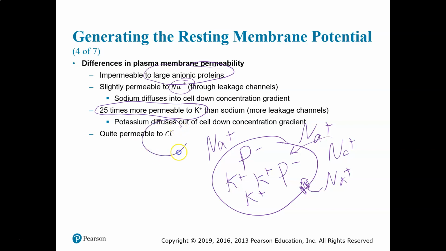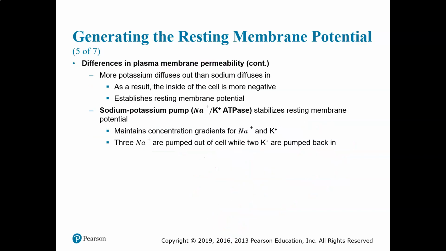The cell is quite permeable to chloride ions, so any potassium that goes out, that's a positive charge going out, the chloride ions can go out too and kind of balance that. Chloride ions can come in. So a positive went out and a negative can go in, and then that's balancing out the charge.